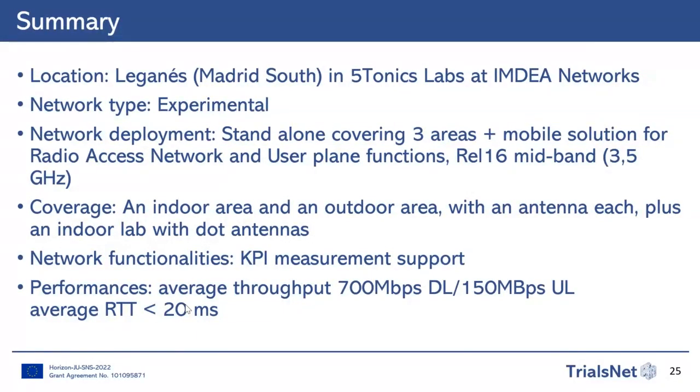The site offers the possibility to measure different KPIs through probes, which are deployed in the network. To give an idea of the performance, the average downlink throughput is 700 megabit per second, and the uplink is 150 megabit per second, while the average round trip time is below 20 milliseconds.